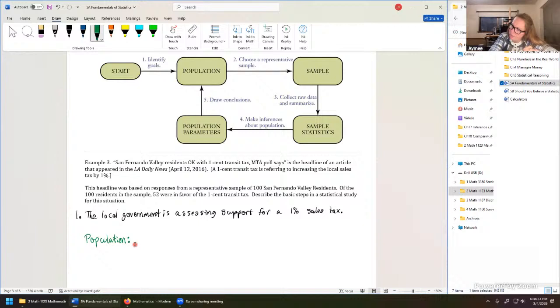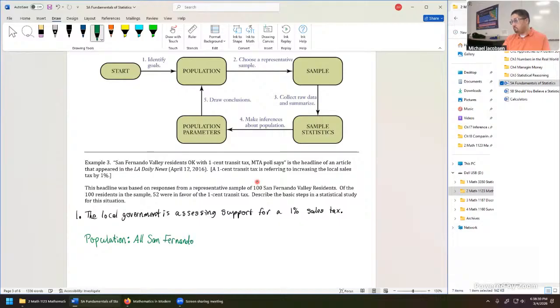All the San Fernando Valley residents. Yeah, absolutely. The sample was just 100 of them, so that implies immediately, just as you said, all San Fernando Valley residents.